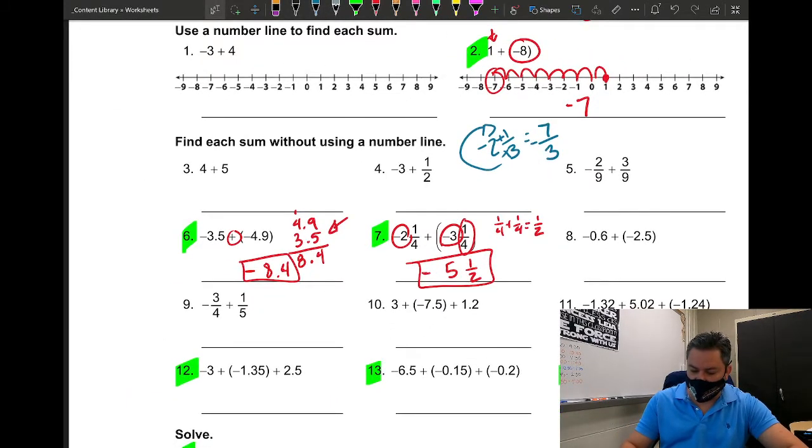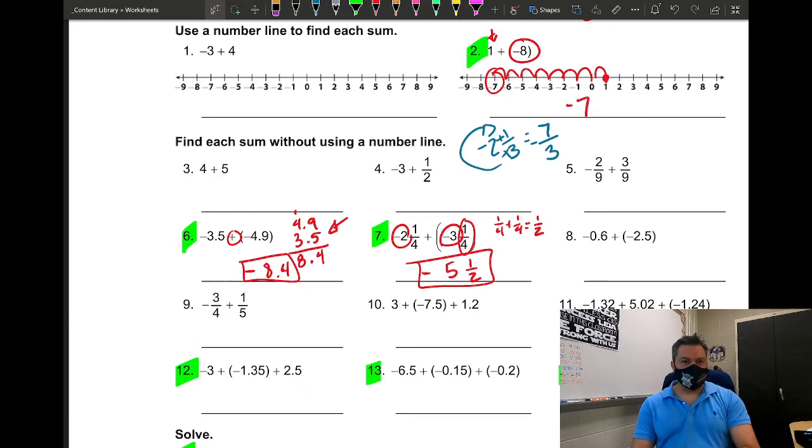By the way, number 7 can help you with number 9, with number 14, number 6, oh, and also number 5. Number 6 is going to be able to help you with number 8, 10, 11. We're going to do 12 and 13.